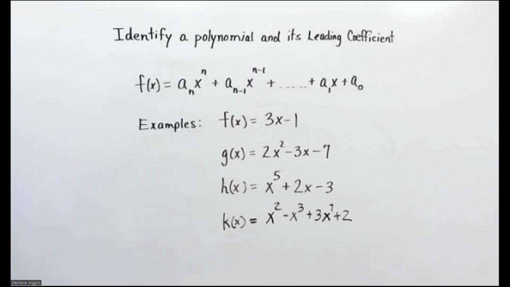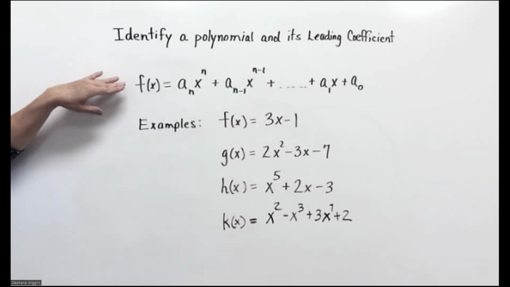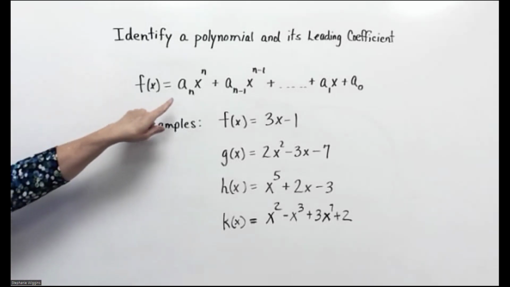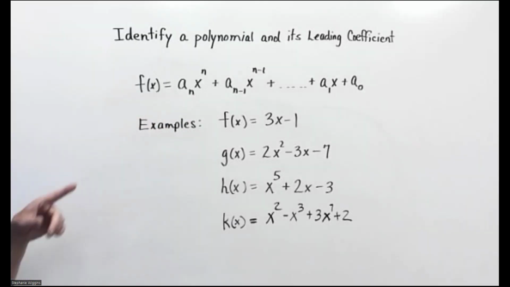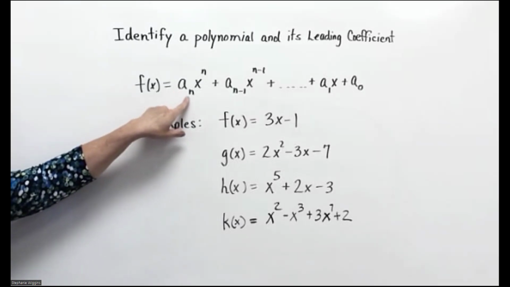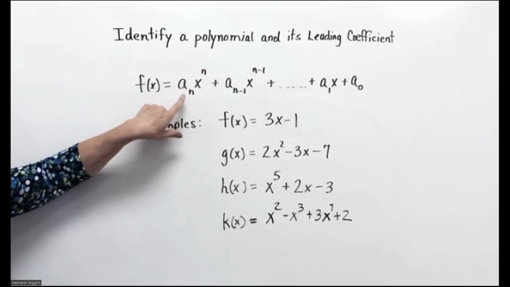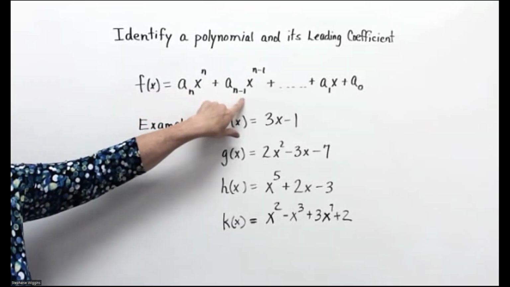Identify a polynomial and its leading coefficient. So this is how we identify a polynomial. We ask ourselves, does our function have this form? It looks kind of weird with all these subscripts on the A's. It's just a way of showing you that this coefficient corresponds to the power. So this is the nth coefficient, this is the n-1th coefficient, etc.